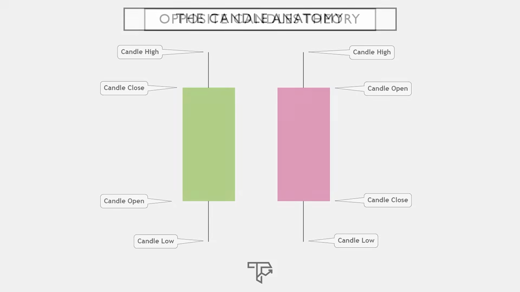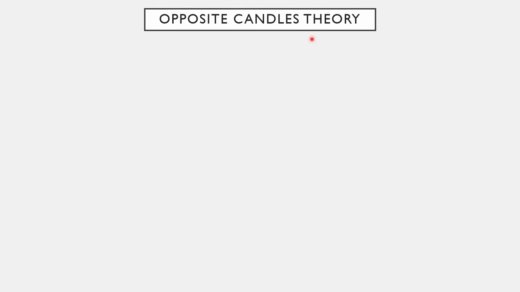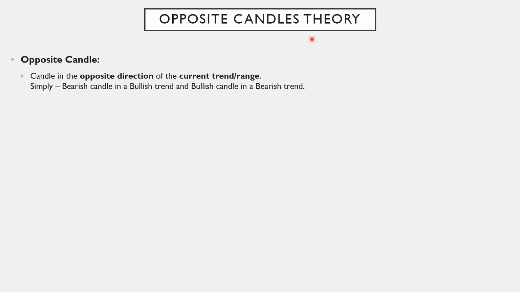Now, with that being said, let's talk about the first aspect of the valid ranges, and that is the opposite candles. So what is an opposite candle? Pretty simple. This is a candle in the opposite direction of the current trend or the current range.